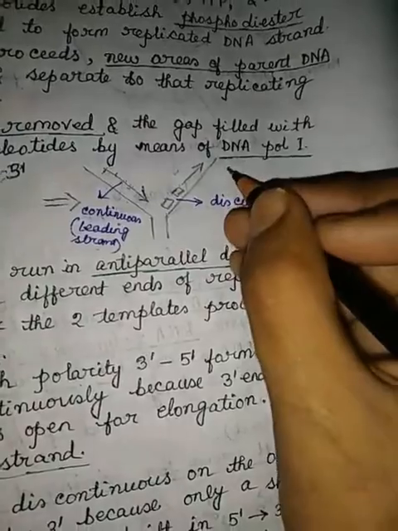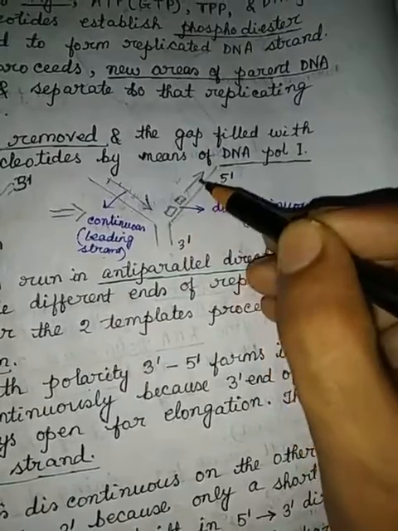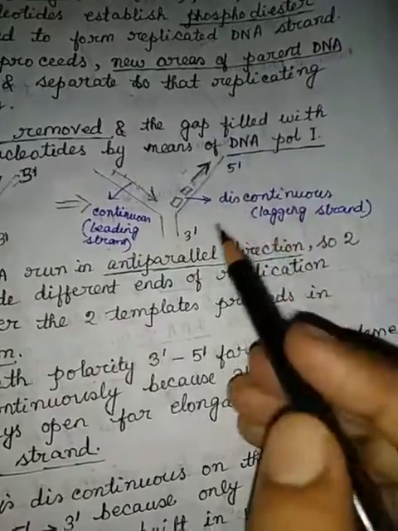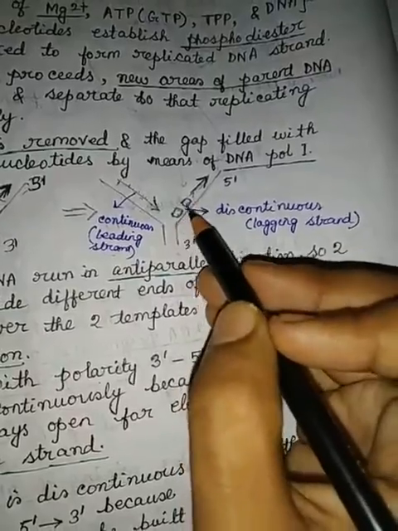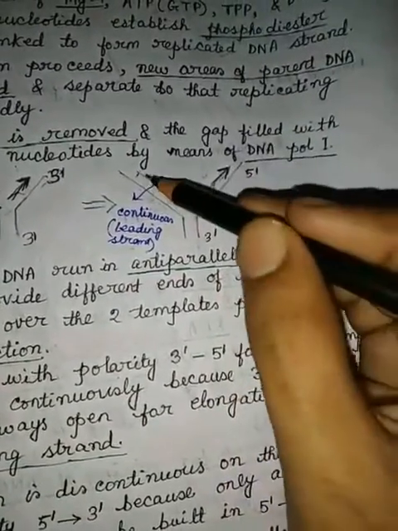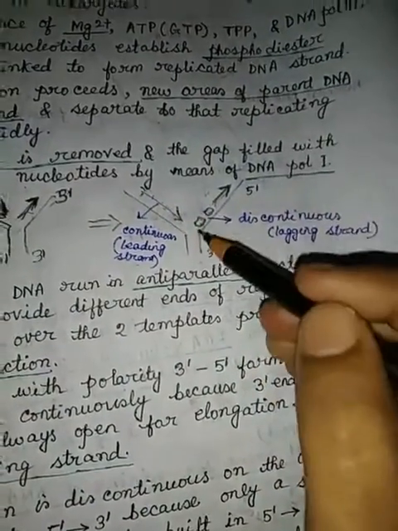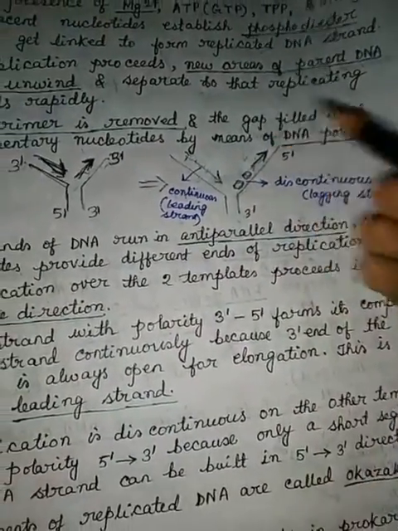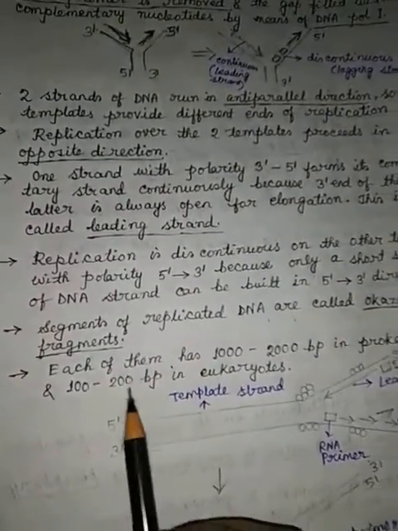Okay, but in this case, where it is the 5' end and this is the 3' end, where DNA is synthesized in this direction, here the new strand is synthesized in a discontinuous manner in the form of small segments. See, small segments. These segments are called Okazaki fragments. Here in this direction DNA is synthesized in a continuous manner, but here, see, discontinuously it is formed in the form of small segments. These segments of replicated DNA are called Okazaki fragments.